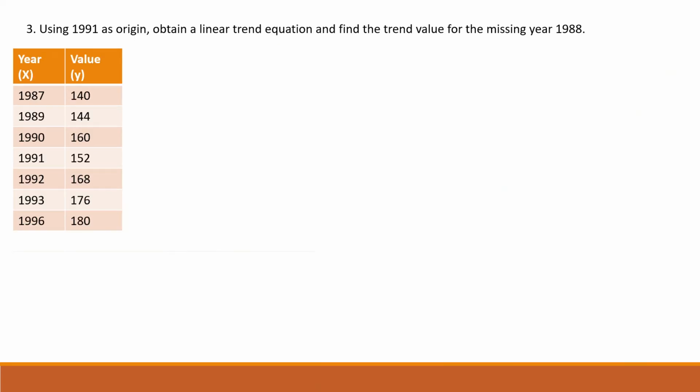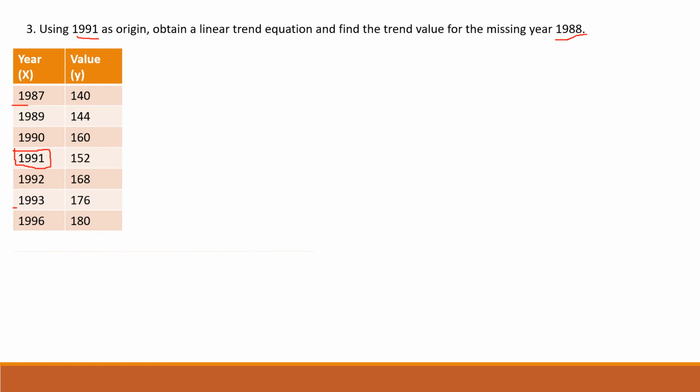In this problem, which is based on the normal equation, they stated that we have to use the origin year as 1991 and obtain the equation, and we need to find the trend value for the year 1988, which is missing in the series. 1987 is given, 1989 is given. We have to calculate the value for 1988 with the origin taken as 1991. Also, after 1993 they directly gave 1996; 1994 and 1995 information is not available in this problem.